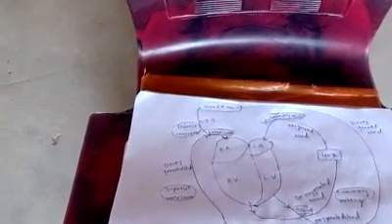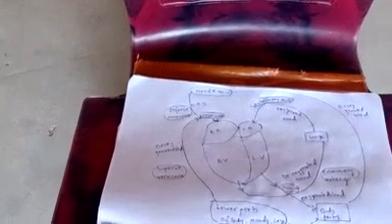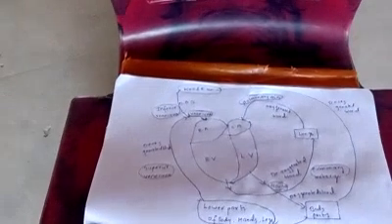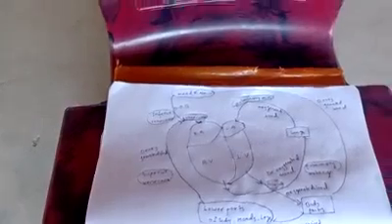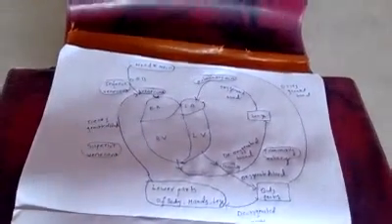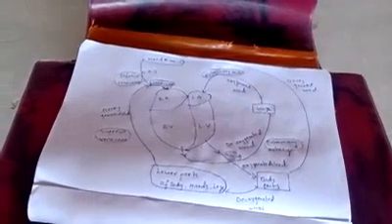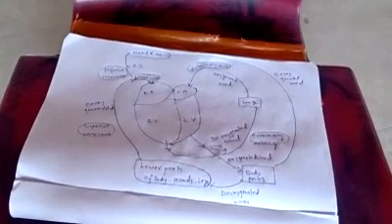From the right ventricle the pulmonary artery originates. It supplies the deoxygenated blood to the lungs. It supplies what? Deoxygenated blood to the lungs.